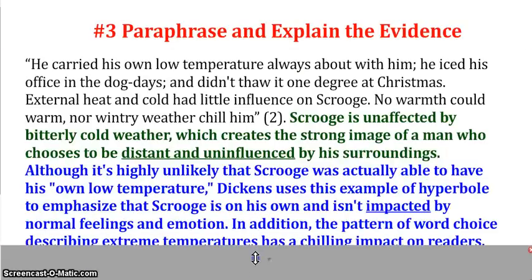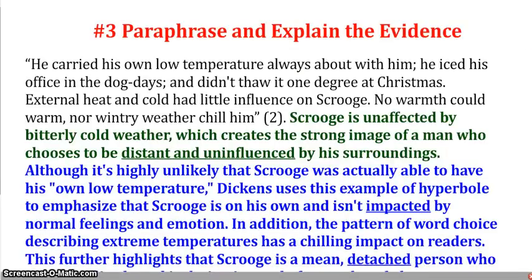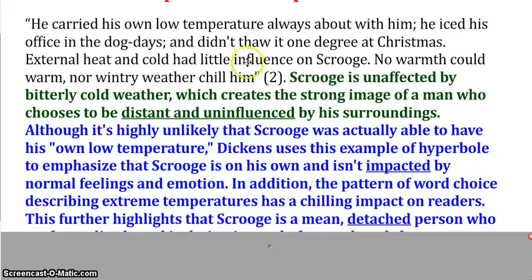After thinking about it and really taking my time with it, I've come to this part. And I've added after the quote, Scrooge is unaffected by bitterly cold weather, which creates the strong image of a man who chooses to be distant and uninfluenced by his surroundings. So in that sentence, I've been able to paraphrase what's going on there and basically, in my own words, say this is what's happening. And then I take it to the next level with all my close reading skills, and I look at the patterns of words, and I look at what the writer does to make me feel a certain way.